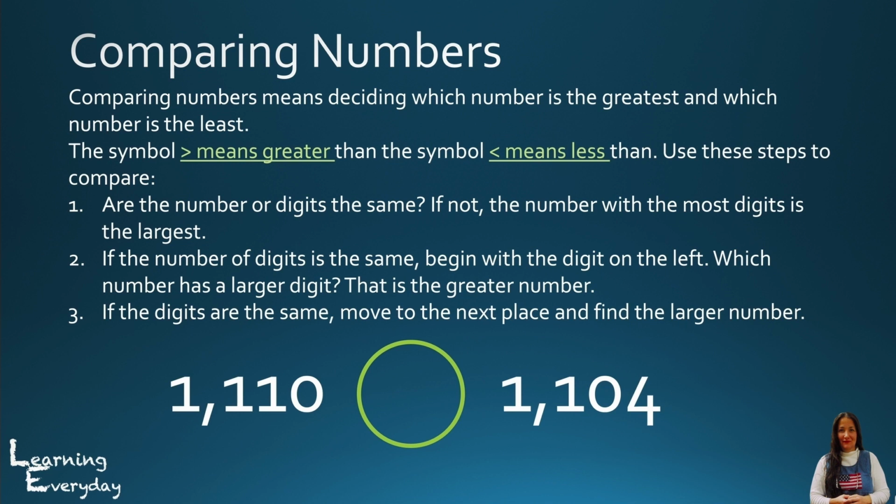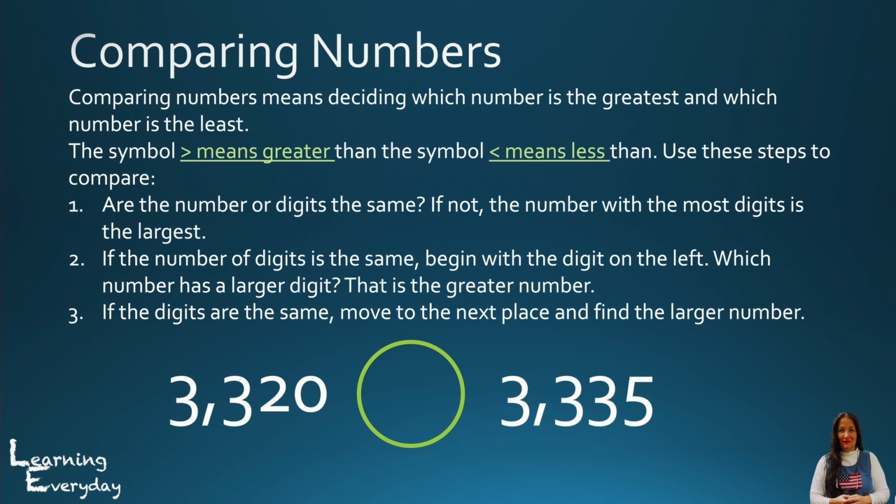1110 on the left, 1104 on the right. And if we look at all the digits from the left, they both have a 1. Go to the next digit, they both have a 1. And then go to the third digit, it's a 1 on the left and it's a 0 on the right. So we know that 1110 is greater than 1104.